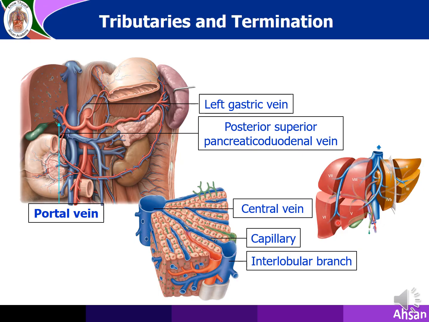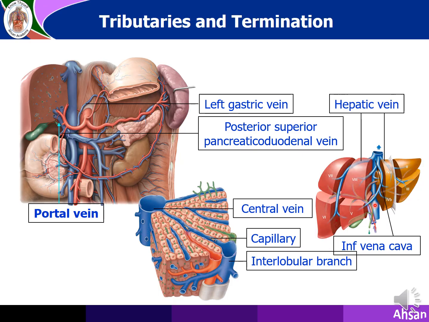These segments are drained by veins, and there is some overlapping, and this fusion of multiple segments leads to formation of about 3 hepatic veins and finally opens into the vena cava. These are the hepatic veins, usually 3 in number, finally opening into the inferior vena cava.